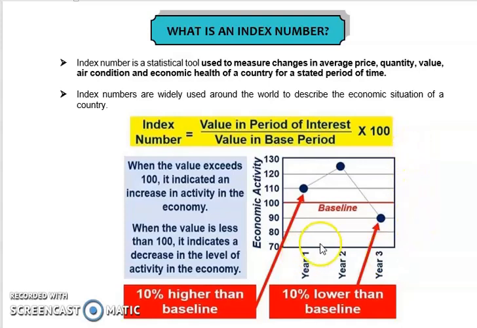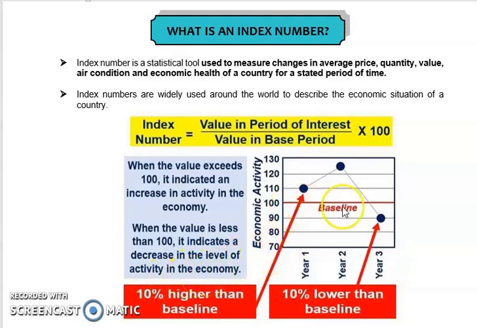Okay, if you look at this graph, we have a baseline here. Baseline here refers to the base year or value in base period. So when the value exceeds 100, it indicates an increase in activity in the economy. So if above 100, it means that there is an increase in activity in the economy. However, in contrast, if the value is less than 100, below this baseline, it indicates a decrease in the level of activity in the economy.